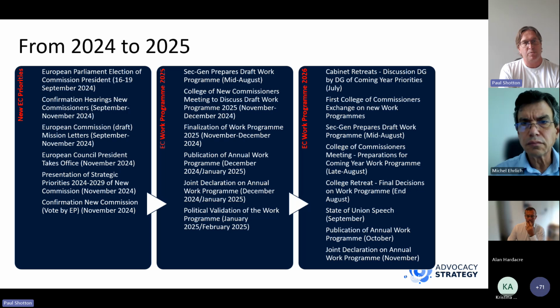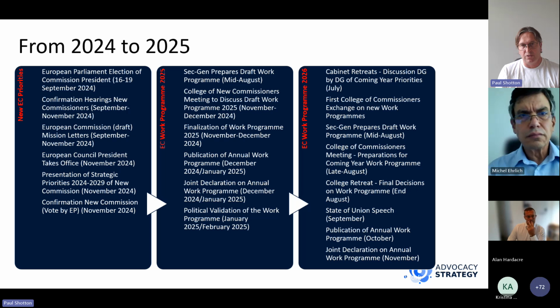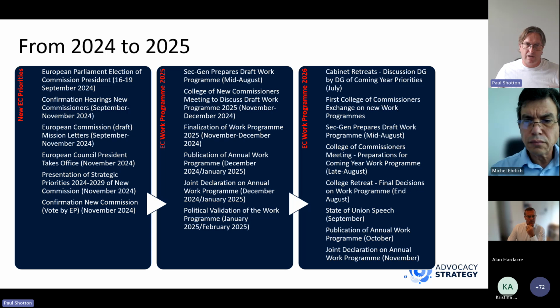So we have a compressed program, and of course, by January, we will be in a situation where there will be a new European Commission work program in place and ready for rollout over the course of the next year. By July of next year, we will then see that same process starting with a longer timeline with the cabinet retreats, where they'll be discussing by DG the priorities of the coming year. There'll be a College of Commissioners exchange, looking at this new work program for 2026.